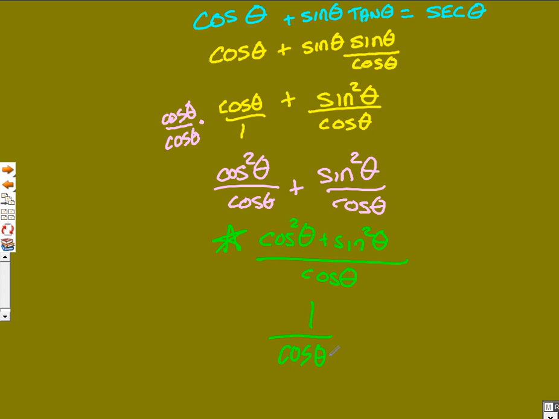And 1 over cosine of theta, going back to one of those reciprocals, the flip of cosine is secant, which is exactly what we wanted to get. Secant of theta, that's what we wanted. Check. There's no right or wrong way to do it. All these methods I'm showing are just the most generic, straightforward ways to verify these identities.